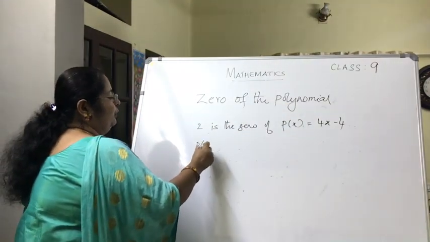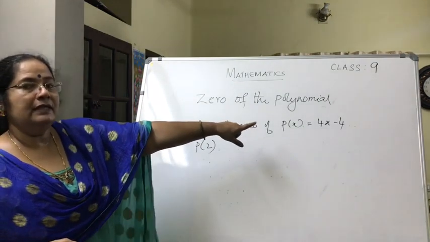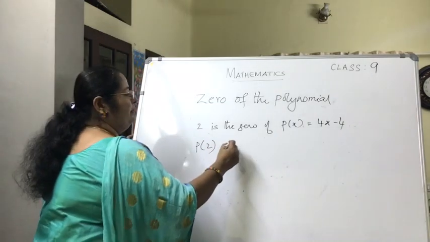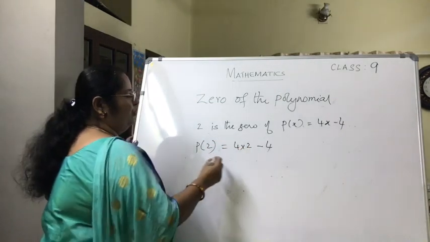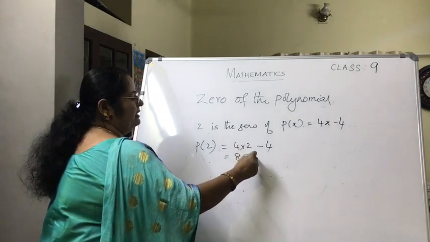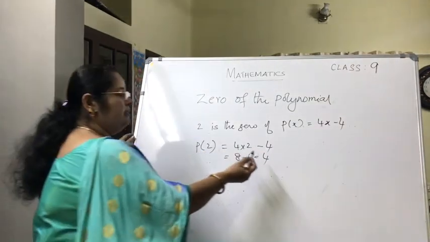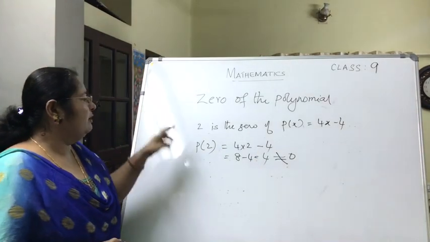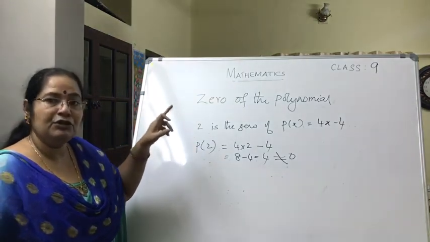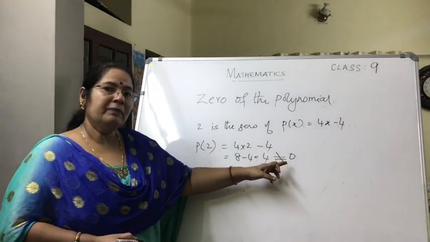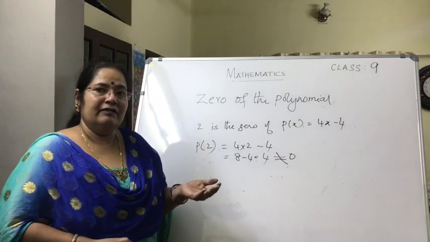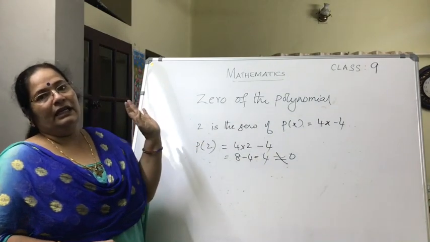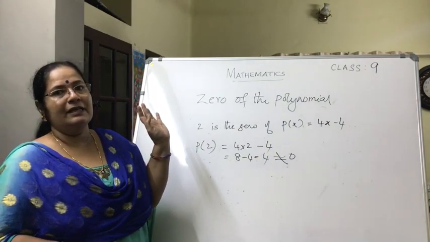So, what you are going to find out? P of 2. What is P of 2? P of x is 4x minus 4. Instead of x, you will be putting x as 2. So, this will be 4 into 2 minus 4. 4 into 2 is 8 minus 4, which is equal to 4. Is this equal to 0? No, this is not equal to 0. So, when you put the value of x as 2, the value of the polynomial is not becoming 0. What do you understand from that? 2 is not a 0 of the given polynomial. Is it clear?